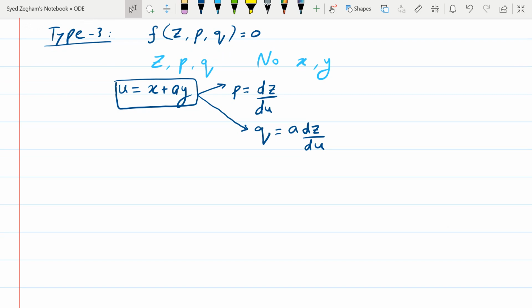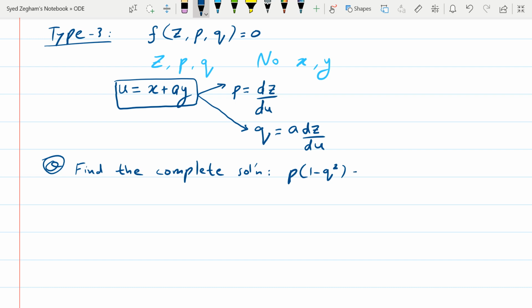Now let us take a question and apply whatever we have discussed so far, and it will be very clear. The question is, find the complete solution. Let us say the equation is p multiplied by 1 minus q square is equal to q multiplied by 1 minus z.